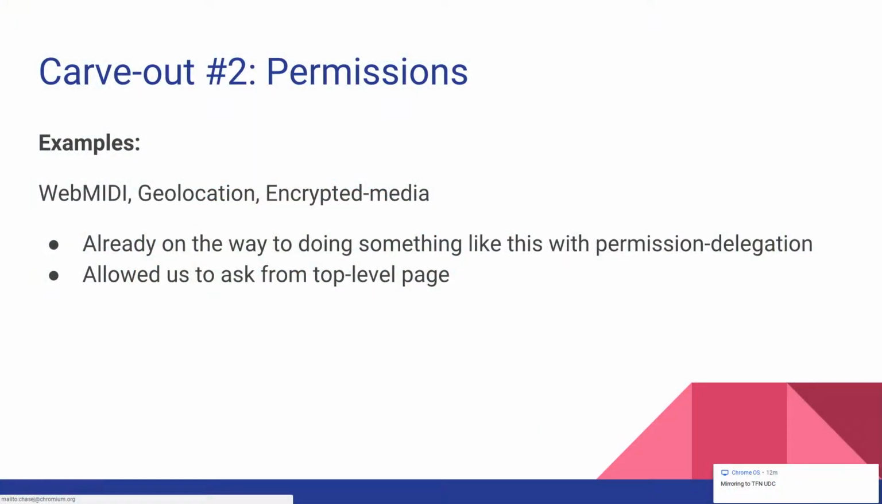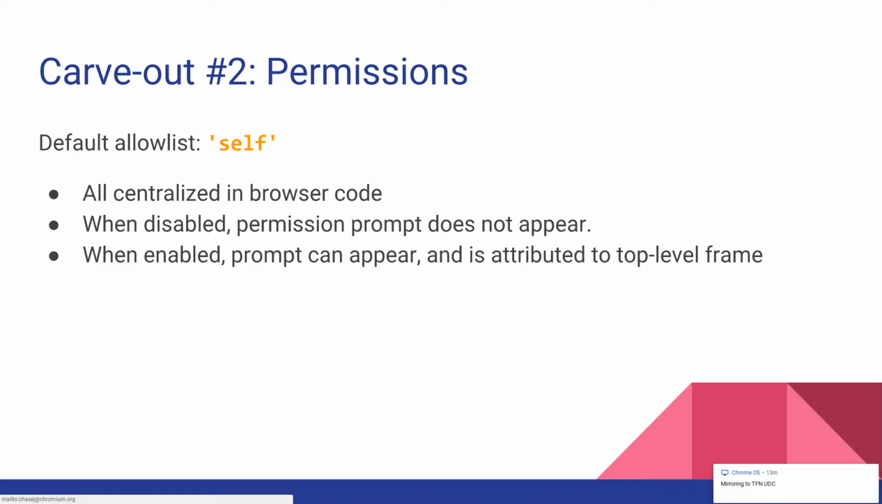The second one we have is permissions. Again, some examples are WebMIDI and so on. We're already working on feature delegation, permission delegation, kind of separate from feature policy. So this is an integration between feature policy and permission delegation. Let's say we have a default allow list of self, which means the top level frame can use it, but not cross origin frames.